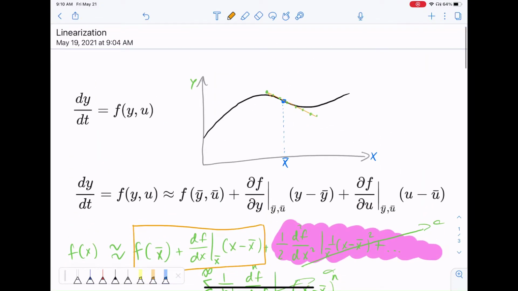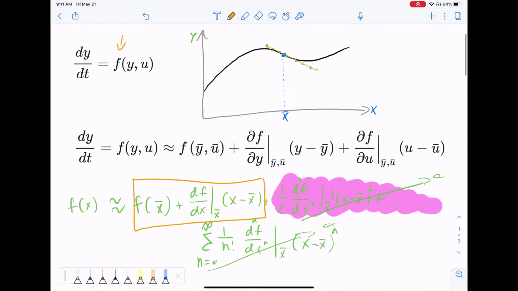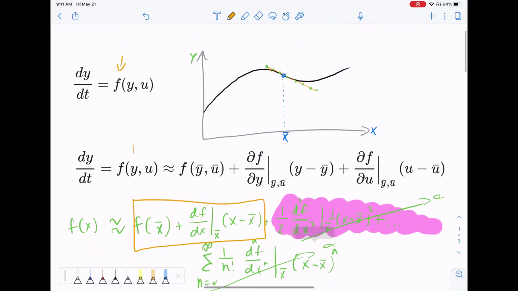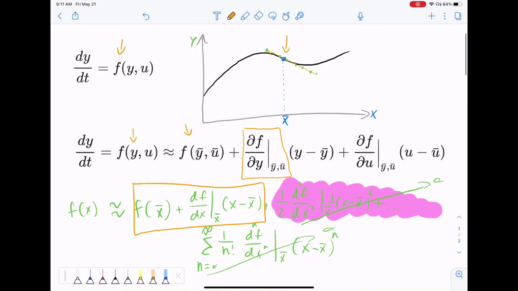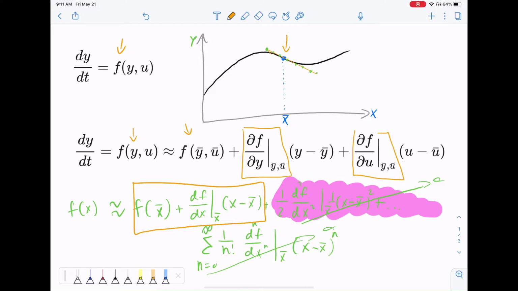So let's go up here now and look at how we actually linearize and what the different elements are. Here we have dy dt is equal to some function, and we evaluate it similar to a Taylor series. We approximate this function in terms of y and u as f of y bar and u bar, and that's similar to right here. We're evaluating it at the point first that we know. Then we'll take the derivative with respect to y, at the conditions of y bar and u bar. And the same thing right here, the derivative with respect to u with the conditions of y bar and u bar.